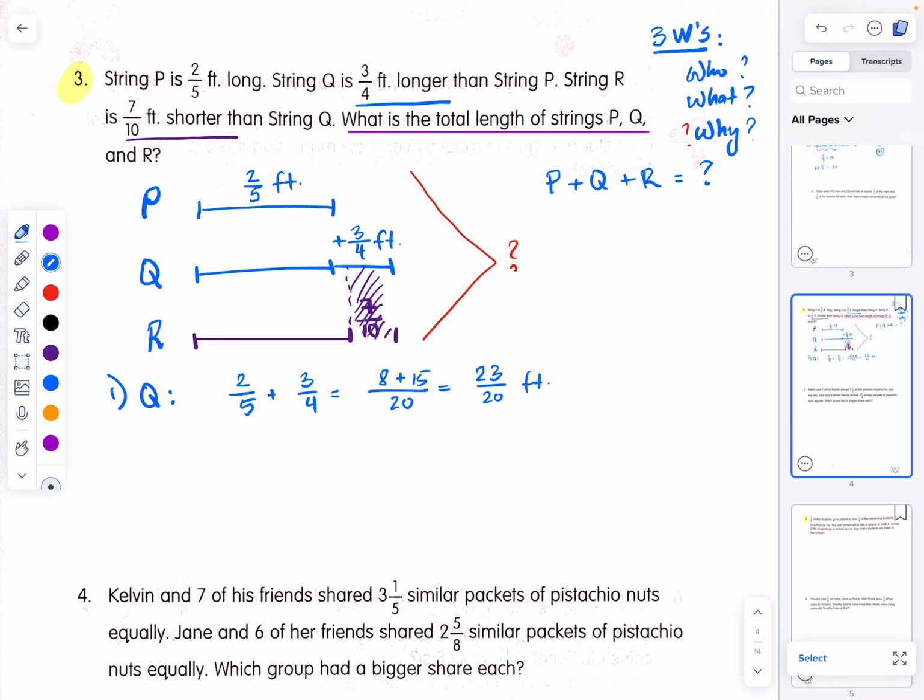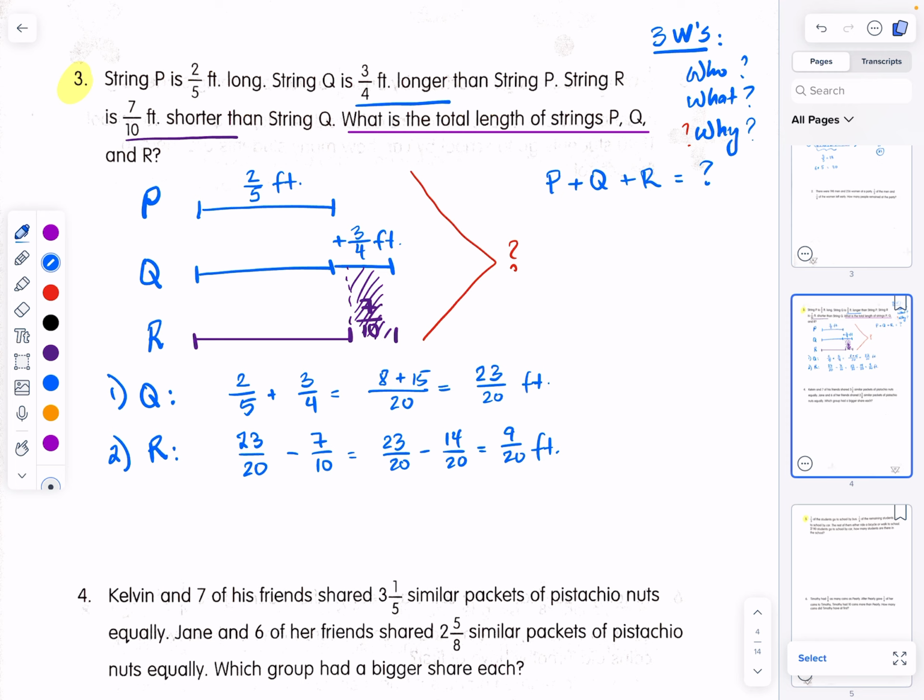Step 2. Let's find the length of string R. Well, we know string R is shorter than Q. So we take 23 out of 20. And how much shorter? Minus 7 out of 10. Of course, it's the same as 23 out of 20 minus 14 out of 20, right? I found an equivalent. I hope you follow, 6th grade. And string R is 9 of a 20th foot long.